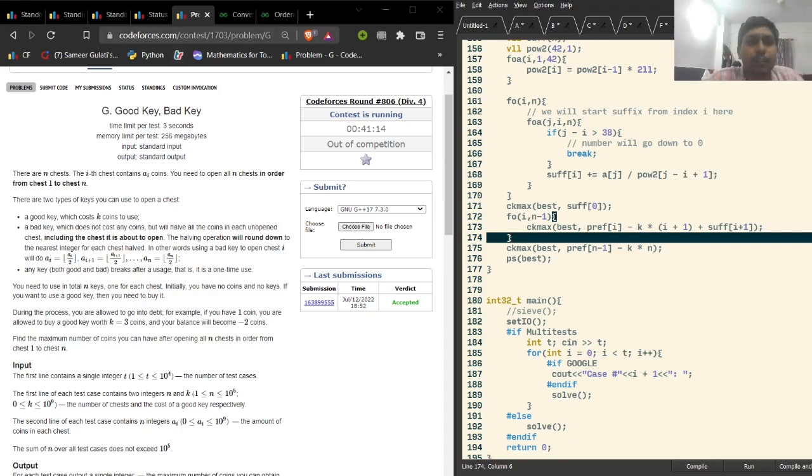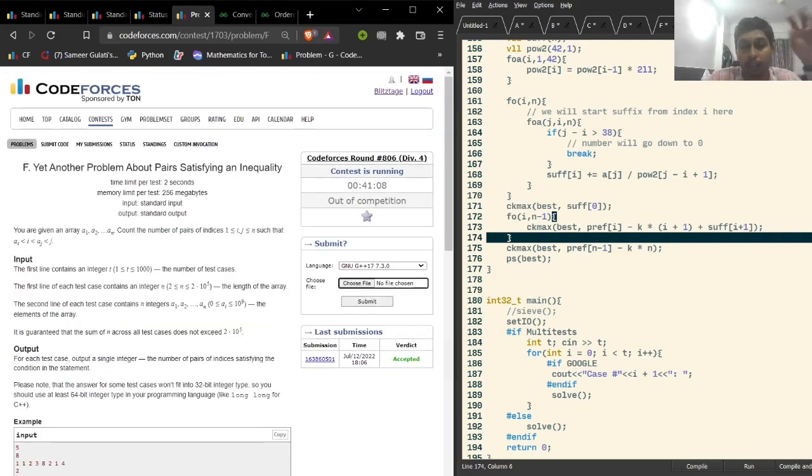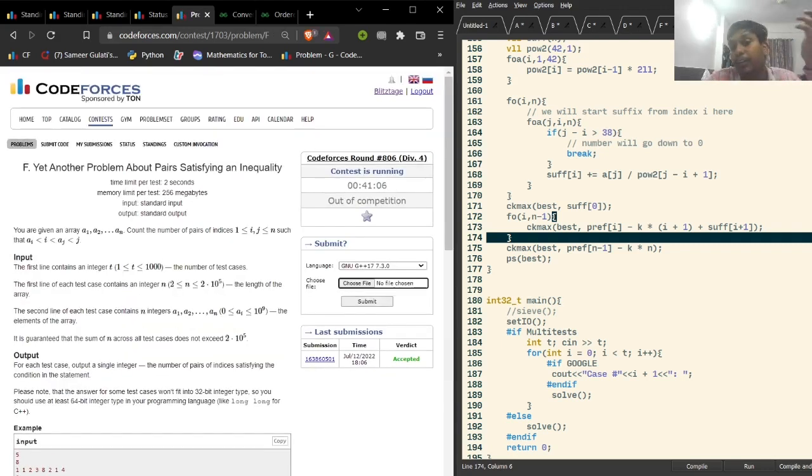It was slightly confusing, but once you get the reasoning that after a certain point you won't get any benefit from computing, all of the values are going to go down to 0. At that point you can stop computing.